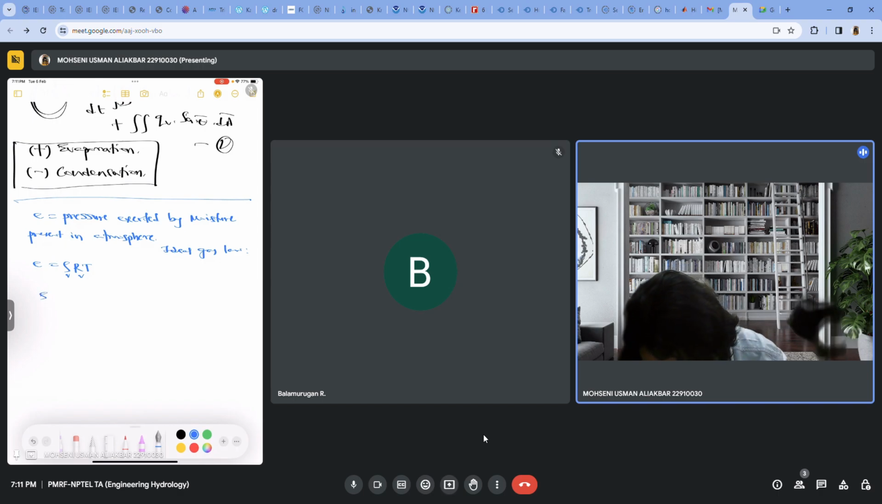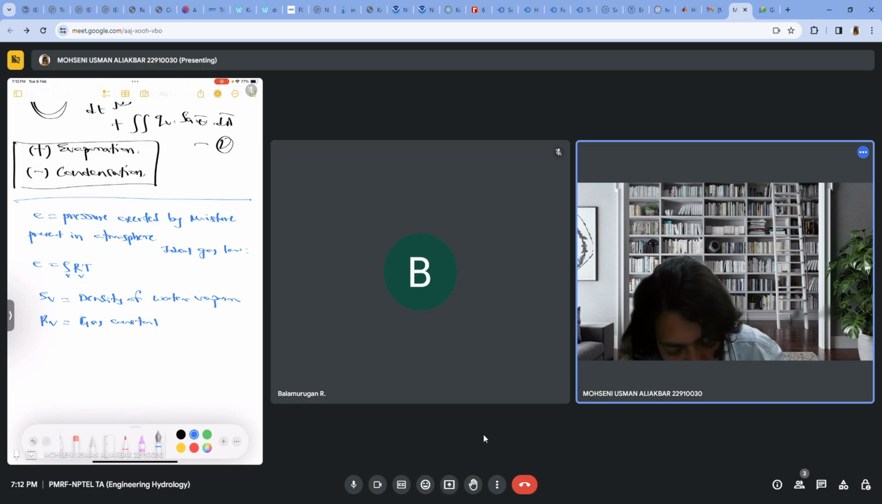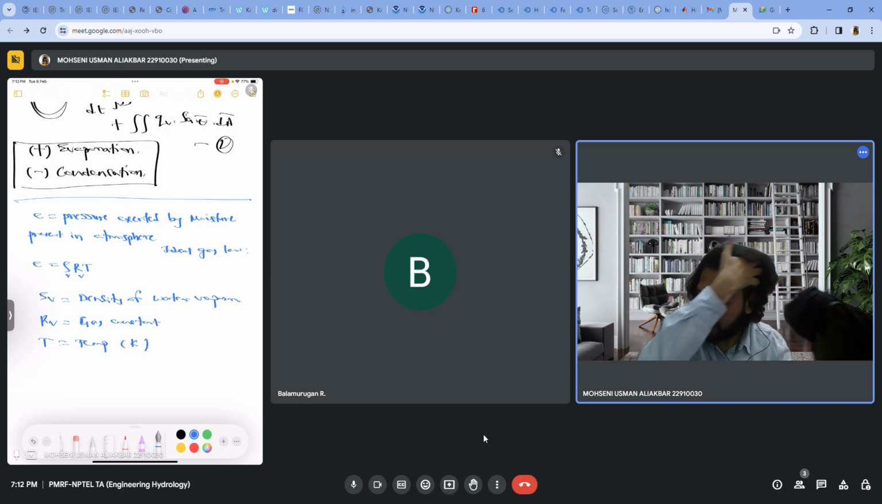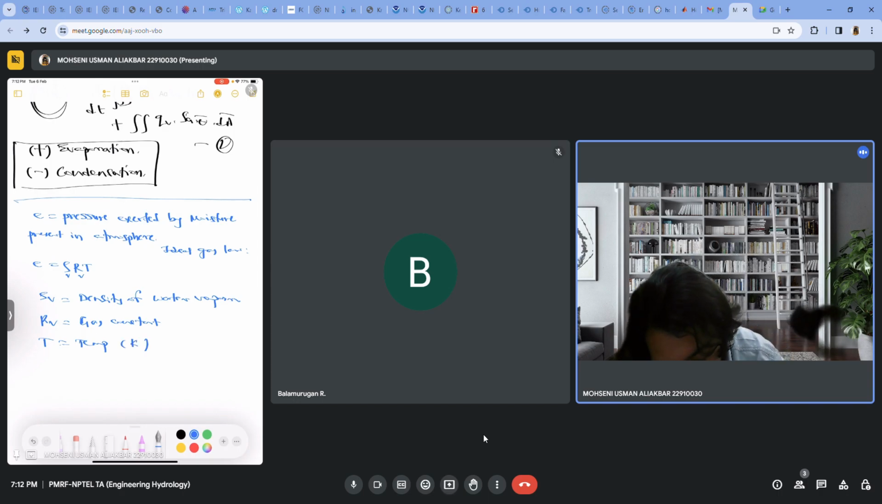In this equation, rho V is nothing but the density of water vapor. RV is nothing but the gas constant, and T is nothing but temperature, but we should remember here the temperature is in Kelvin. So this is the first definition which we would like to cover. This is what is called vapor pressure.